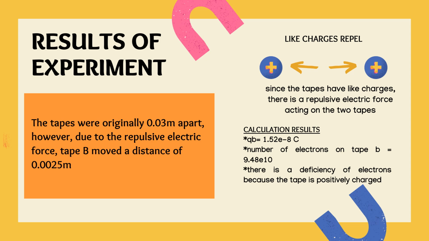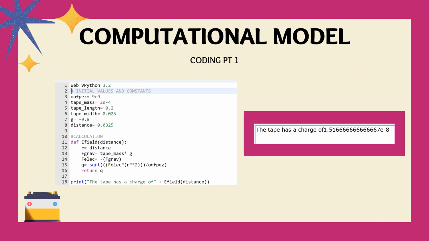The calculation results ended up being that the charge of tape B was 1.52 times 10 to the negative 8th. The number of electrons on tape B was 9.48 times 10 to the 10th, and there's a deficiency of electrons because the tape is positively charged. Now we are going to get into the computational portion of this lab.